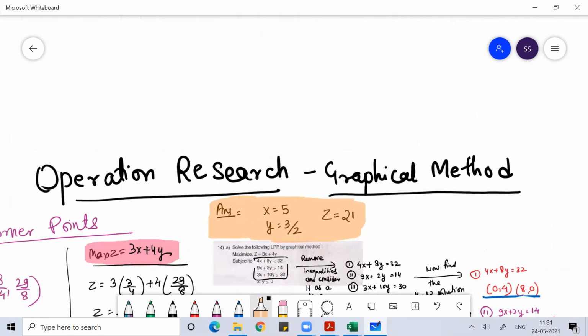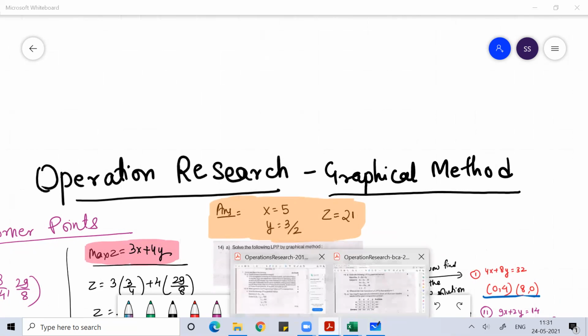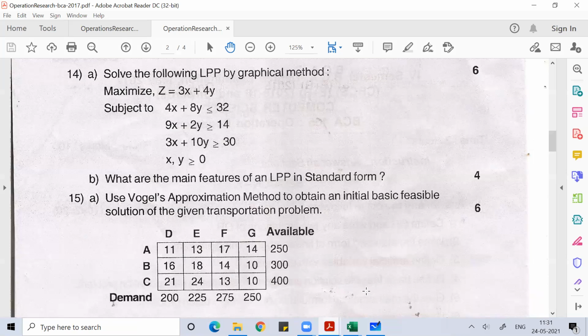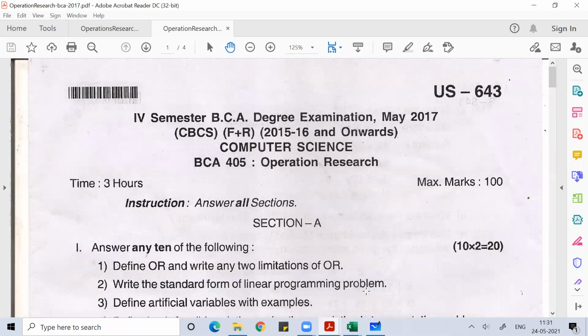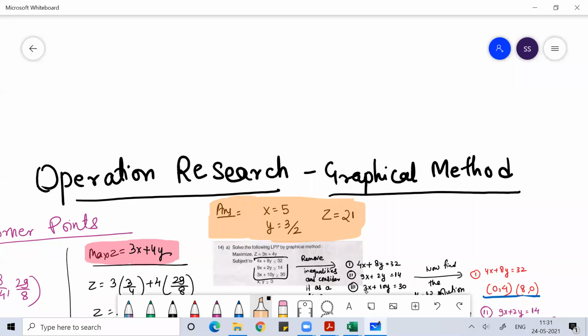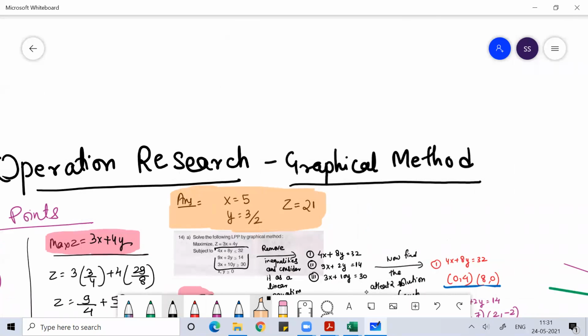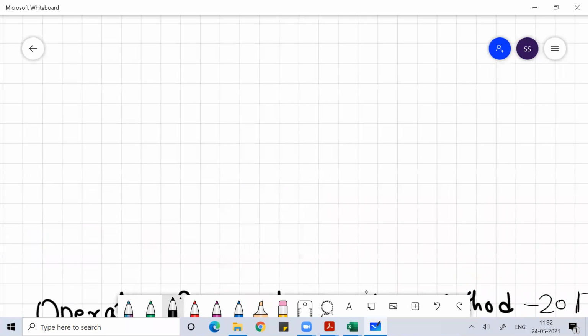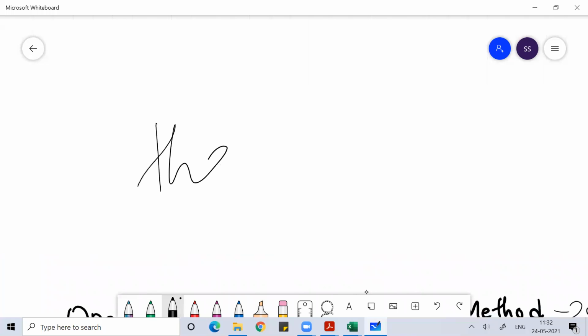This problem we did, I believe, came in the year 2017 for 6 marks. We did this problem just now. We discussed this problem. Anyone, any doubt? All clear, right? Everyone all clear, right?